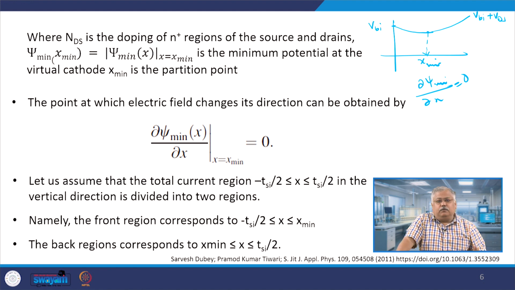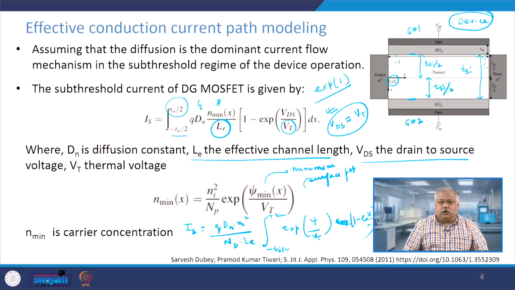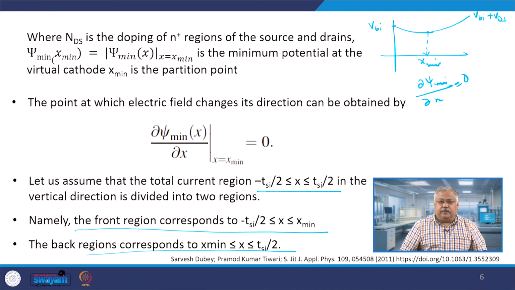Now, typically what we do is assume that the current is flowing between minus T silicon by 2 to plus T silicon by 2, then the front region will correspond to minus T silicon by 2 to x min, and the back portion will be given by x min to T silicon by 2. You see this, as per my definition, you can always convert it. This is the back gate and this is the front gate, and then what we see is that you will get such a type of electric field notational value in this case.